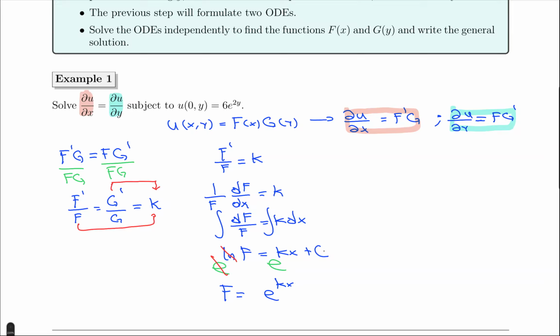But what is e to the c? Remember, isn't that just another c by absorption? We did that many times. So that's simply a c in the front. So we already have the f factor.